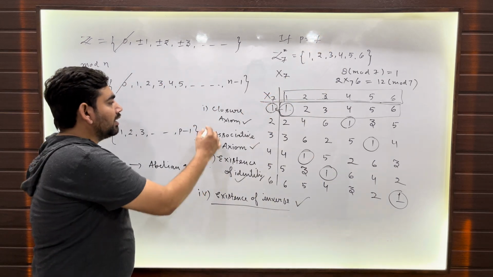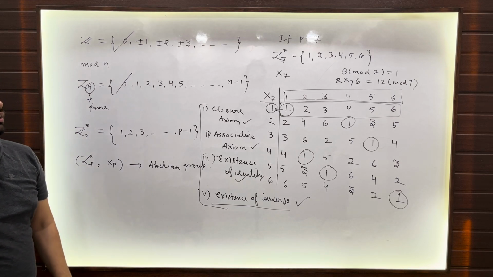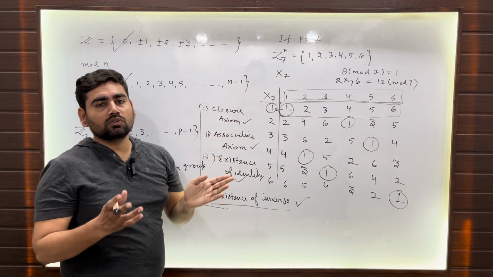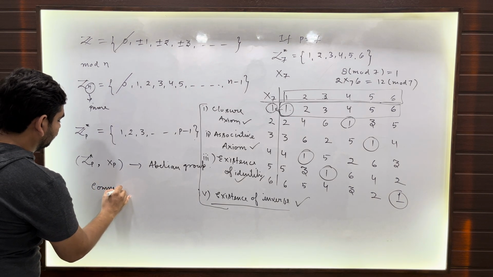Therefore all the axioms are satisfied over here, and hence we can conclude that this set Z7 asterisk with respect to multiplication modulo 7 forms a group.